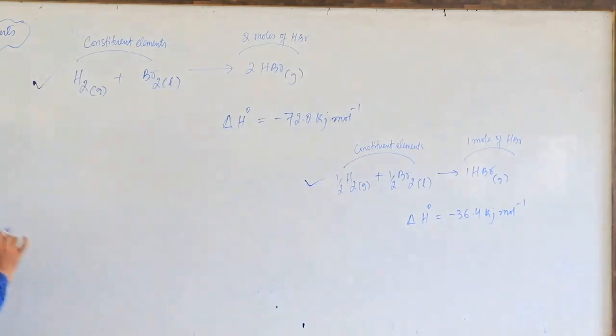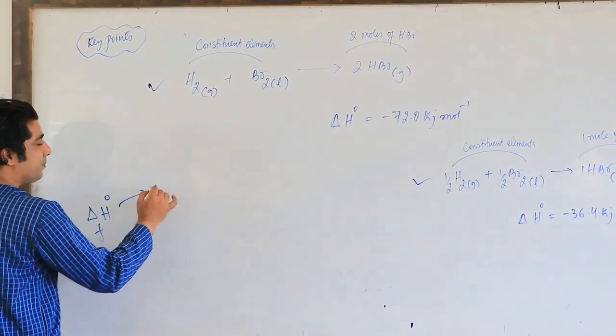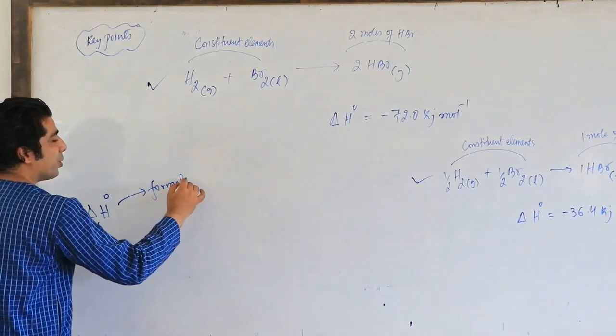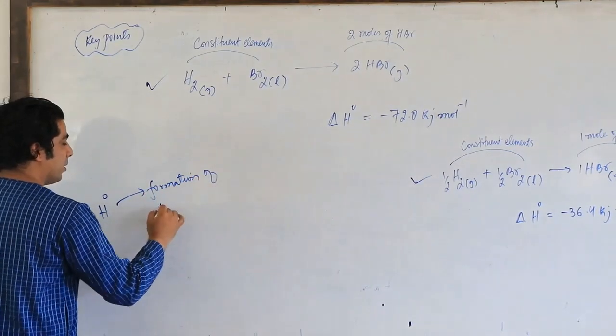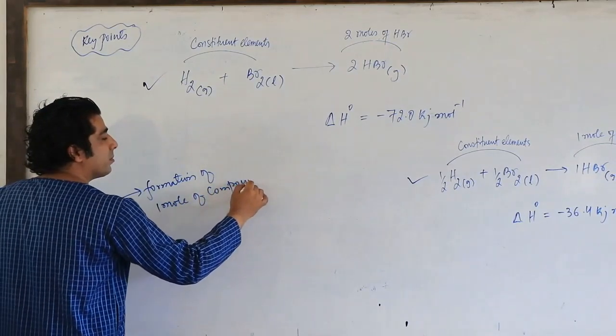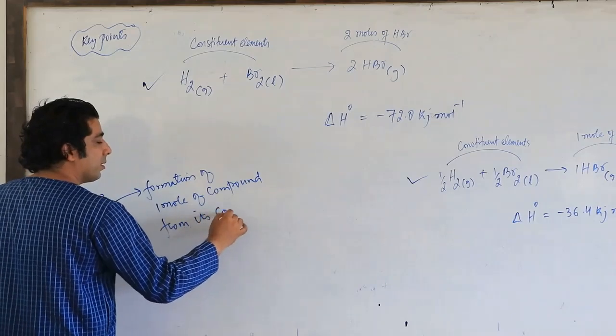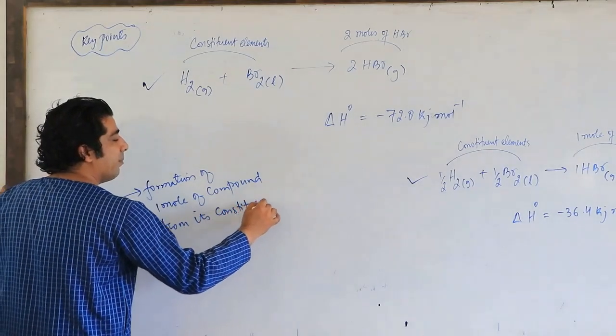So I will write down here, when we talked about delta H F naught, it was formation of 1 mole of compound from its constituent elements.